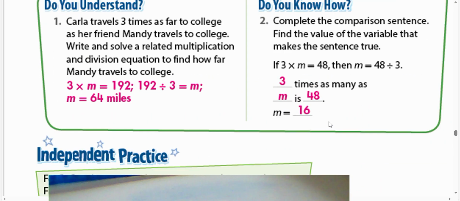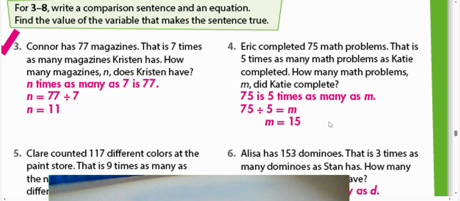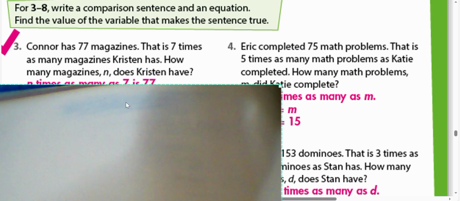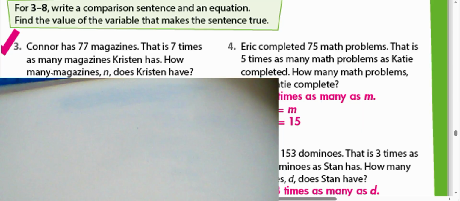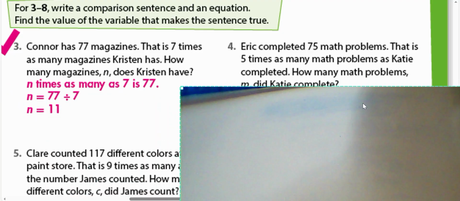Next question. Independent practice. Look here. Connor has 77 magazines. That is 7 times as many magazines as Christian has. How many magazines does Christian have? We can divide it. 77 divided by 7 equals 11.